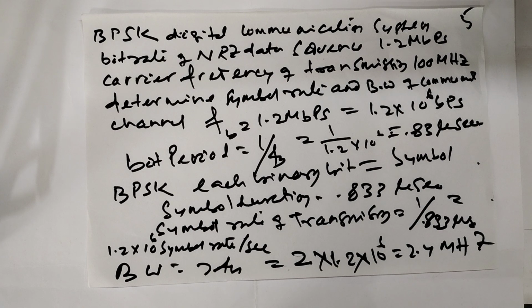So fb is equal to 1.2 Mbps, that is 1.2 into 10 to the power 6 bps. Bit period means 1 by frequency, 0.83 microsecond. In BPSK each binary bit is equal to a symbol, so the symbol duration is 0.833 microsecond. Symbol frequency 1 by T means 1.2 into 10 to the power 6 symbols per second. Bandwidth is 2 into fb, equal to 2 into 1.2 into 10 to the power 6, which is 2.4 megahertz.